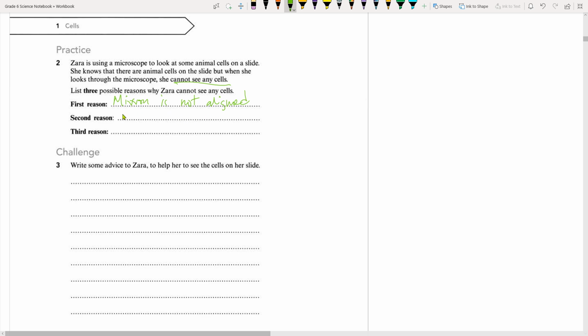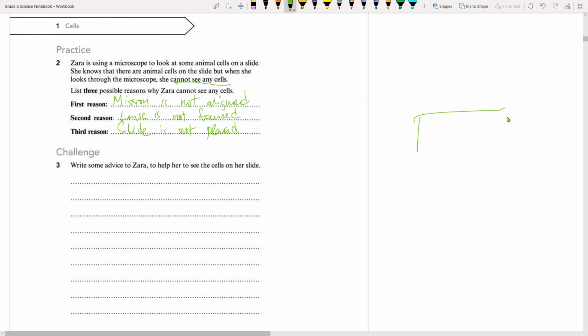Secondly, lens is not focused. She did not focus it up. Definitely she's not going to see anything. Or number 3, slide is not placed correctly. I mean, probably she did not place the slide correctly.